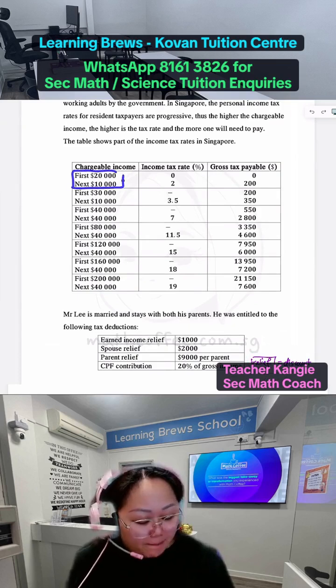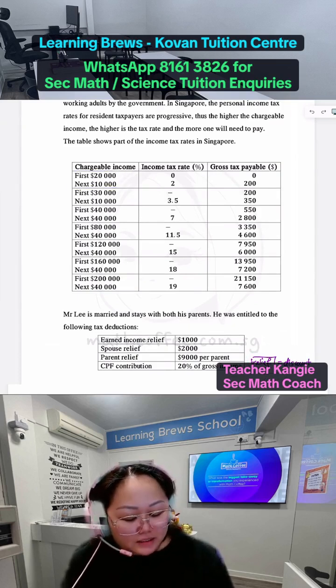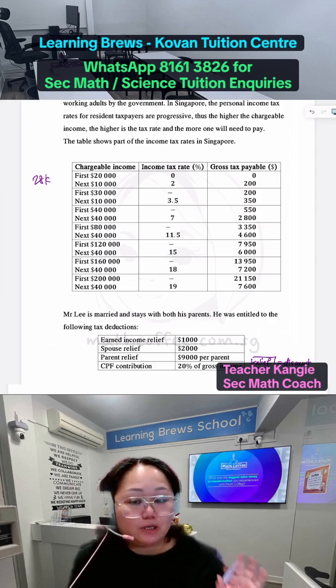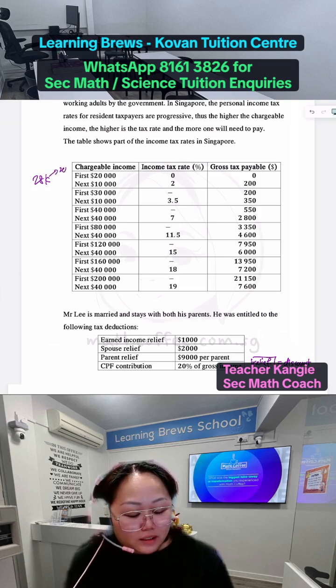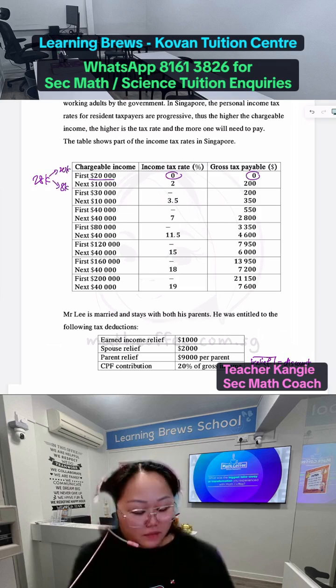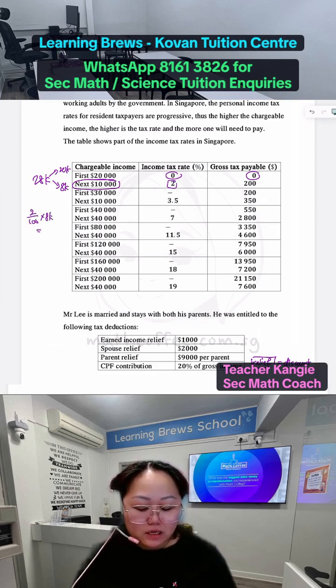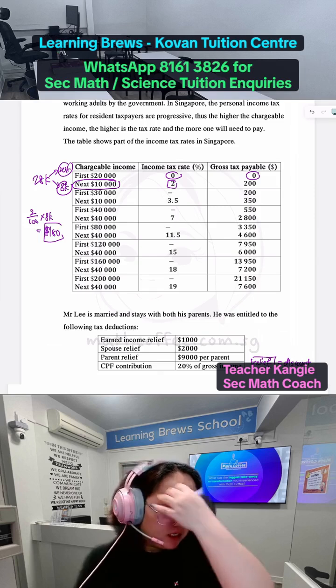Let's say your chargeable income, not annual income, sorry, is 28k. The first 20k is zero tax, so you still have a balance of 8k. This balance of 8k falls into the category called next 10,000, and you have to pay 2%. So you take 2% of the 8k: 8,000 multiplied by 0.02, which is $160. The first 20k doesn't need to be taxed, but the 8k is taxable at 2%. So for the whole year, you only pay $160 income tax.